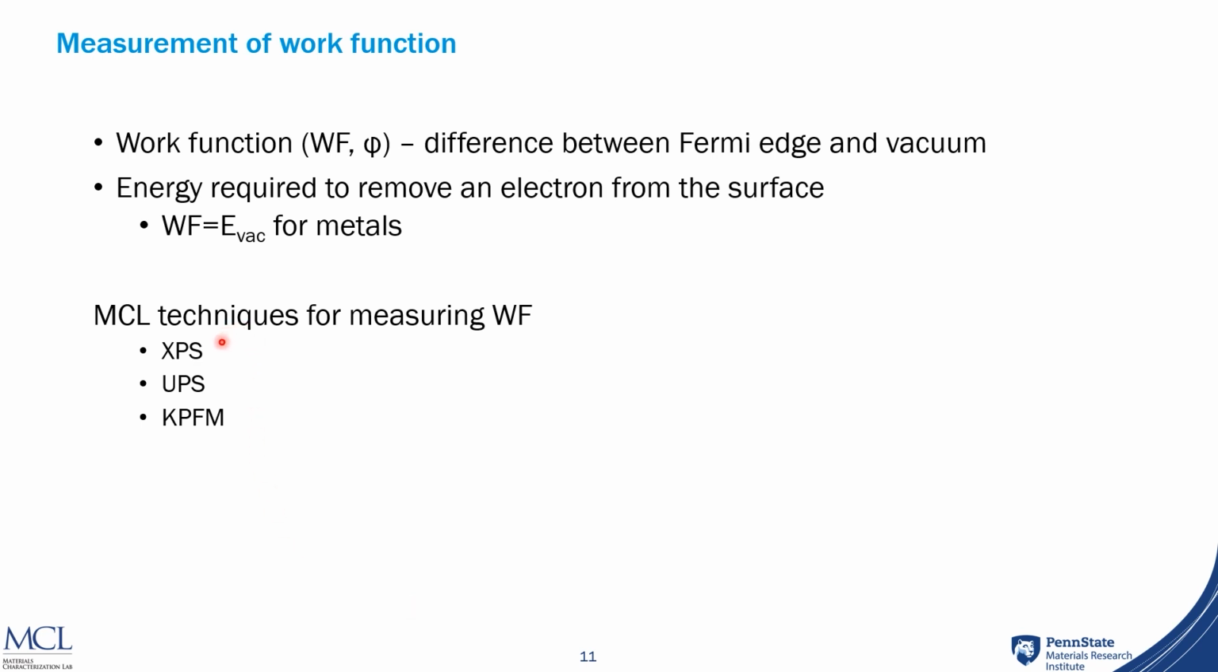So for this, we have 3 different techniques: XPS, UPS, which stands for ultraviolet photoemission spectroscopy, and Kelvin probe force microscopy, which is a very different atomic force microscopy based technique, which is useful for measuring the relative work functions. A little more challenging to measure absolute work functions on that.